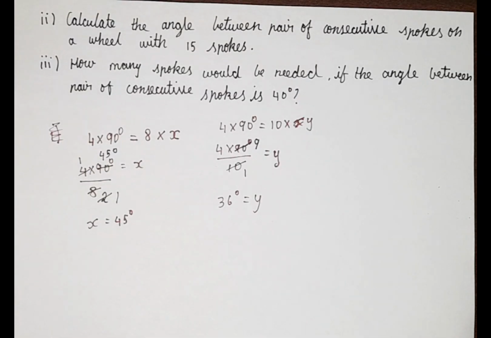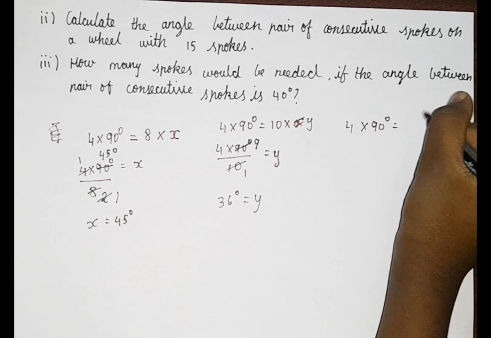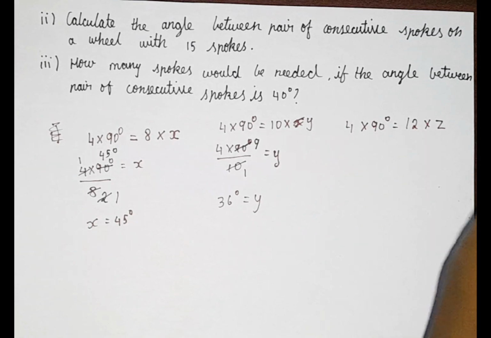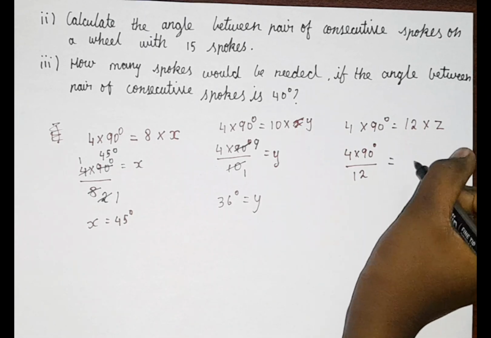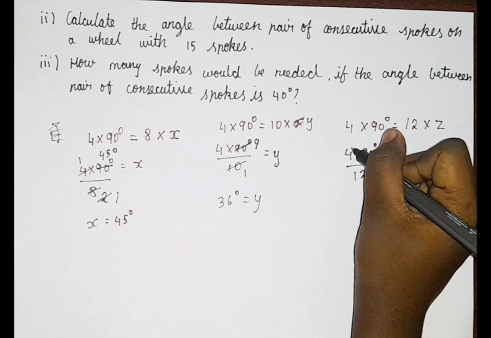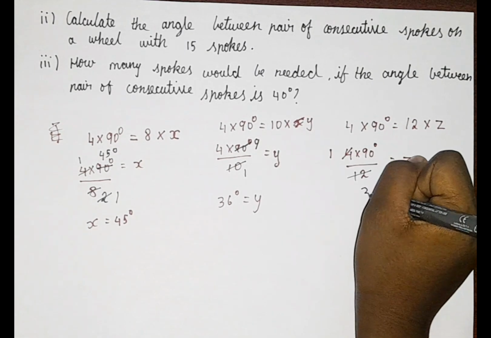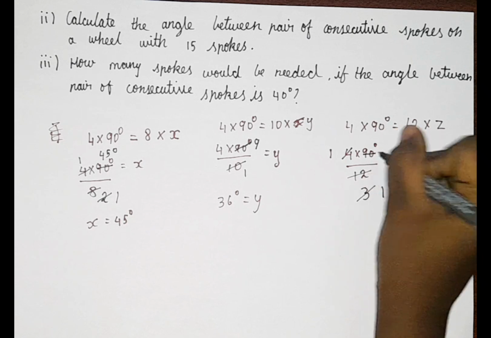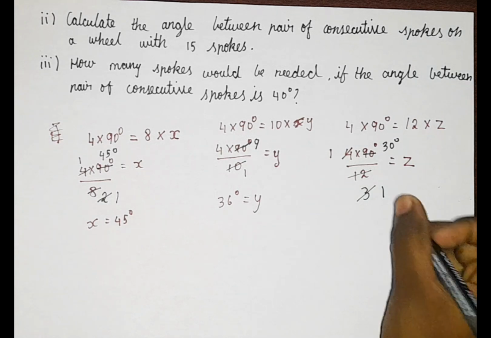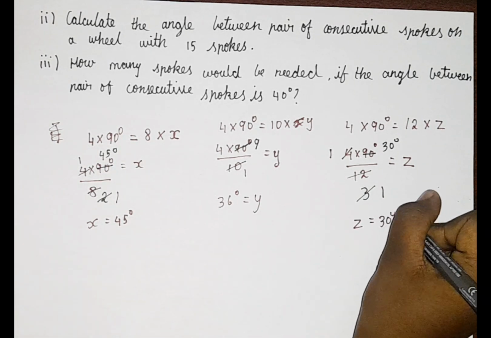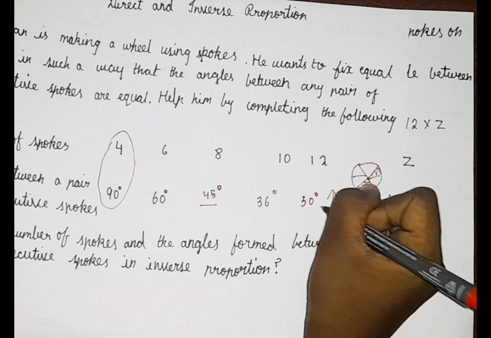For 12 spokes we have to find. So 4 into 90 degrees is equal to 12 into Z. So 4 into 90 degrees by 12 is equal to Z. Now we cancel using the 4 table. 4 ones are 4 and 4 threes are 12. And here 3 ones are 3, 3 threes are 9, 0 here. So the value of Z is 30 degrees. Now we have found the missing values.